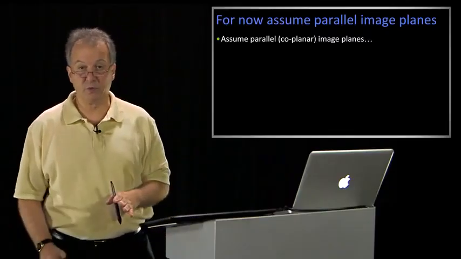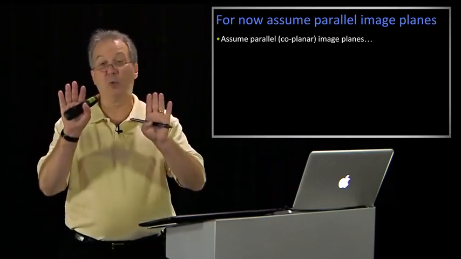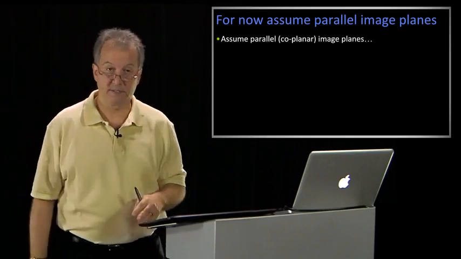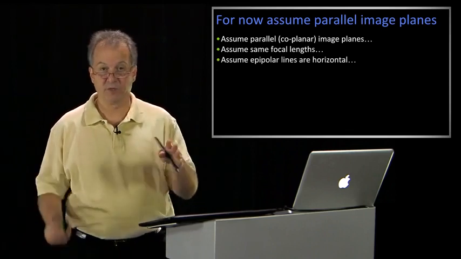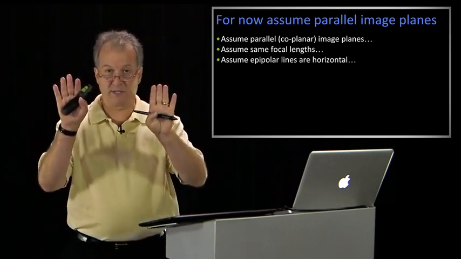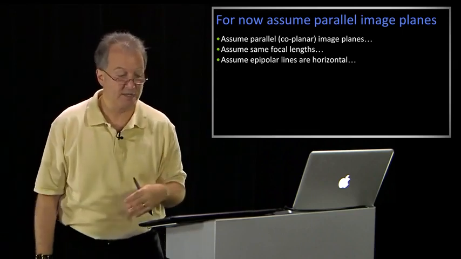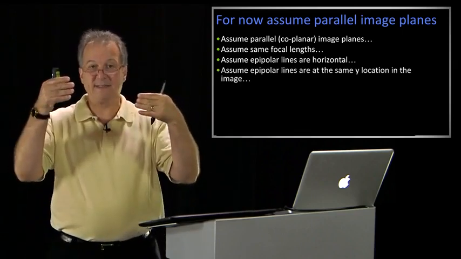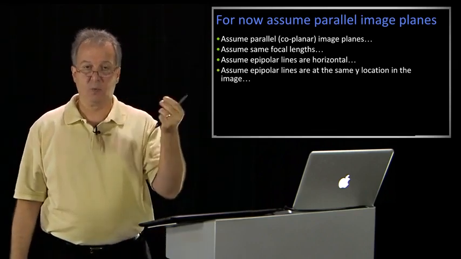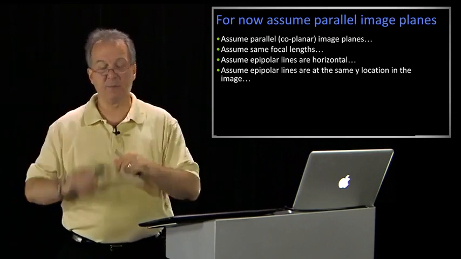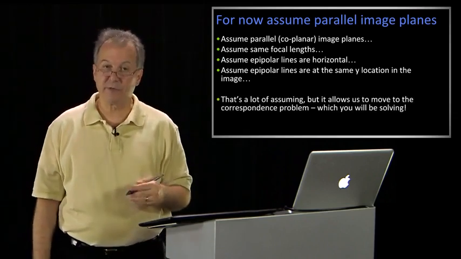For example, we're going to assume basically the geometry that we drew out last time of parallel, or coplanar, actually, image planes. We're going to assume the same focal lengths of the two cameras. We're going to assume that the cameras are horizontally aligned at the same height, and that the images are pulled out such that the epipolar lines are horizontal and that they are in fact lined up. So an XY location in one image is at a different X, but the same Y location in the other image. Look, that's a lot of assuming, and for real stereo, you wouldn't be able to do that.